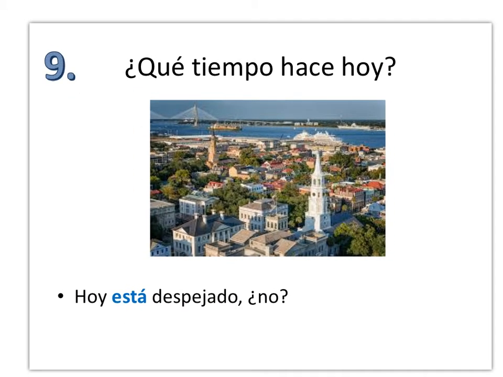¿Qué tiempo hace hoy? Hoy está despejado, ¿no? No, hoy no. Está nublado hoy. Pero en esta foto, despejado. Pero hoy, de hecho, está despejado, or está nublado. So when we talk about weather, ¿cómo se dice weather en español? Tiempo, ¿no? Tiempo. ¿Cómo se dice time en español? Tiempo. They have the same word that means two different things.